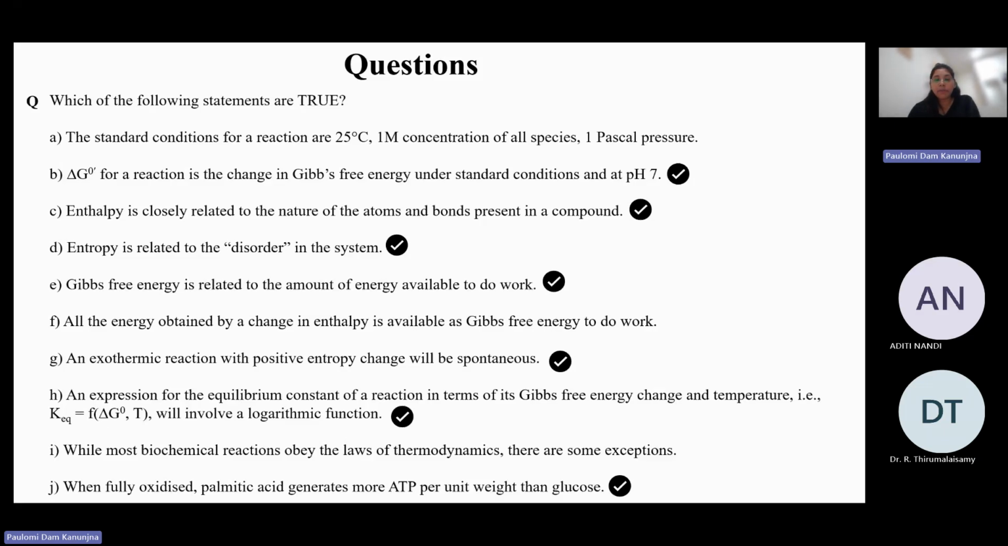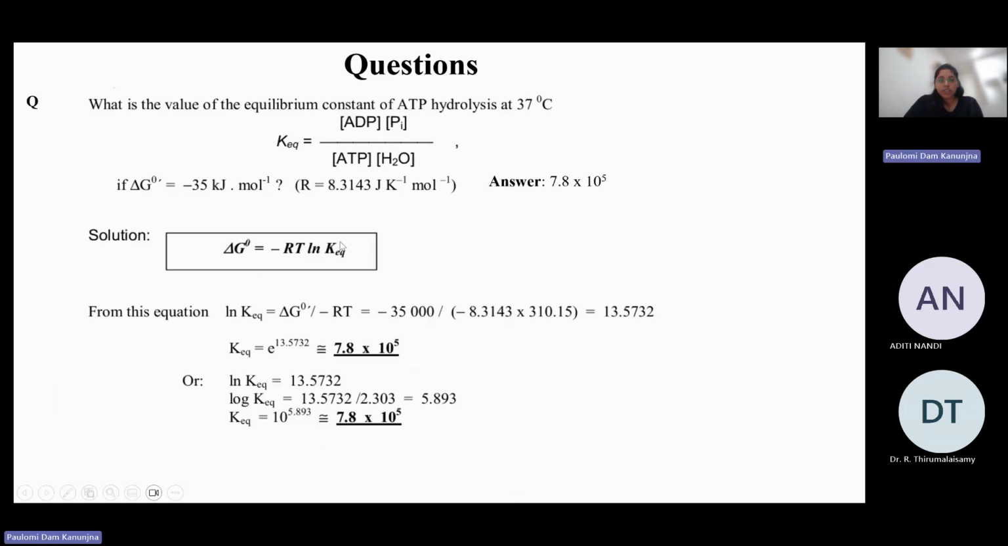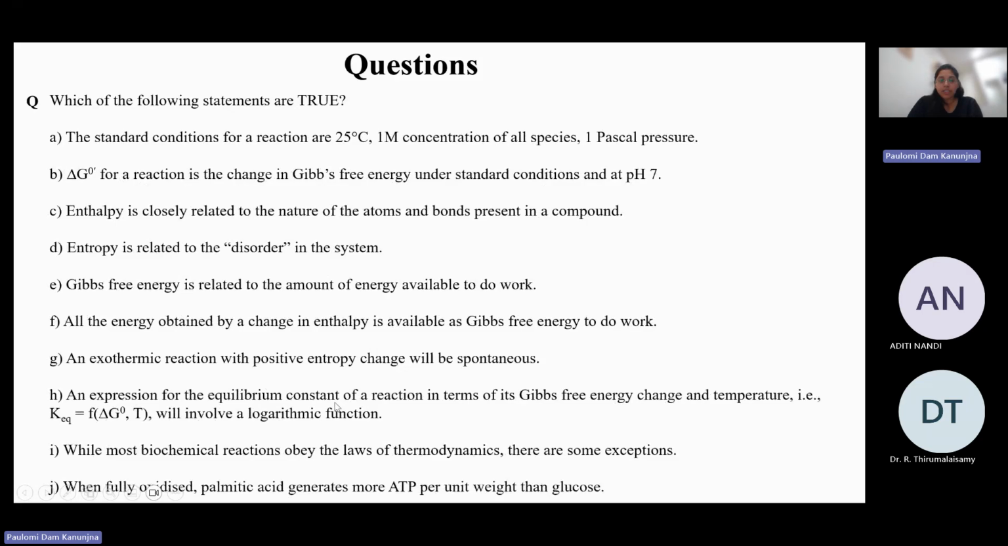G, an exothermic reaction with a positive entropy change will be spontaneous. That's correct. And then H, as we already know, we have done this formula here. Delta G is equal to RT ln Keq. So we know that it's a logarithmic function.